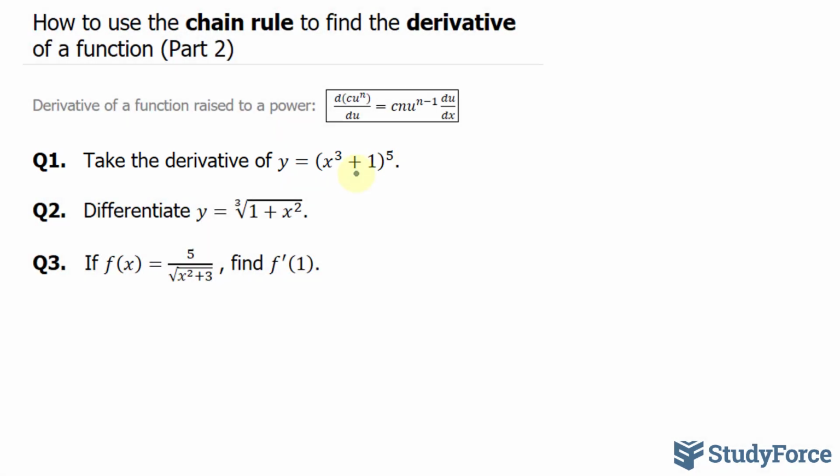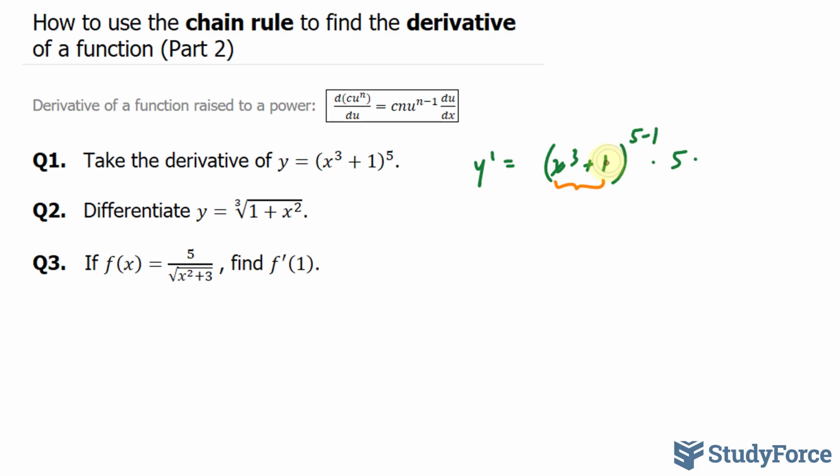The first thing that you do, just like in the power rule, is take your exponent and subtract it by 1. So we have y prime. Y prime represents the derivative of y. I'll write down (x^3 + 1) to the power of 5 minus 1. At the same time, you will take this 5 and multiply the whole expression by 5. And not only that, you will now need to find the derivative of the base. And this right here represents the base of our function.